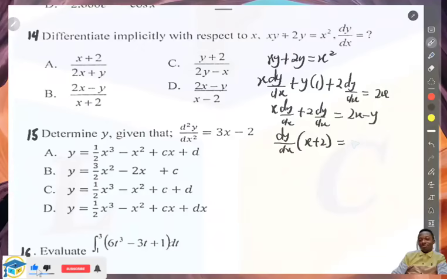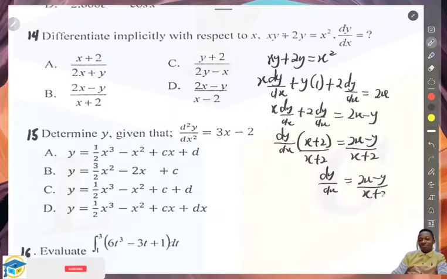And that should result to what? 2x minus y. So at this point, all I would do is divide both sides by x plus 2. So therefore, my dy over dx should be equal to 2x minus y divided by x plus 2. And that should give me which of the options?